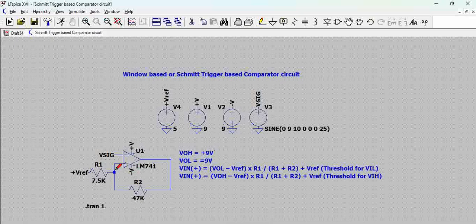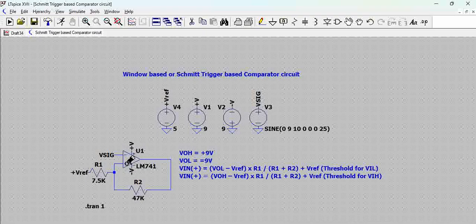Now the LM741 we can use in a comparator mode. But if you want a Schmitt trigger based comparator, you add a feedback to the non-inverting terminal, which introduces a positive feedback, right? This positive feedback is applied to the terminal, and then we have a VREF also applied. That means the output feedback and VREF are combined at the non-inverting terminal.